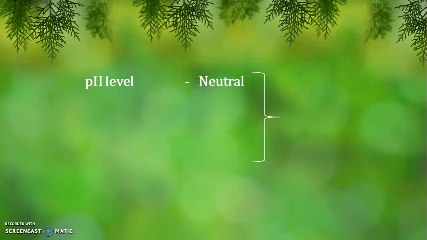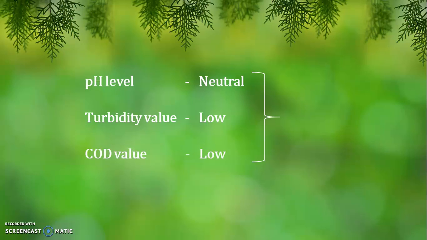So the pH level should be neutral, the turbidity level should be low, and the COD level should be low by using the same amount of composite particles. So this is showing the maximum reduction of the treatment. When we achieve the maximum reduction by using the same amount of composite particle, by achieving all these three criteria, pH level, turbidity, and COD, then that shows that our treatment process is a success.